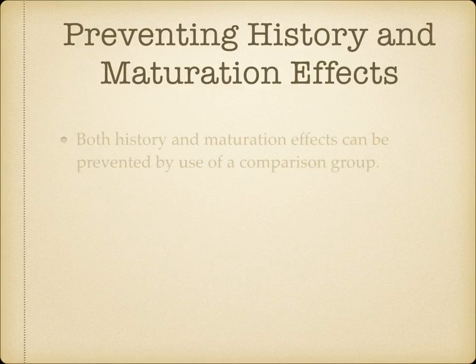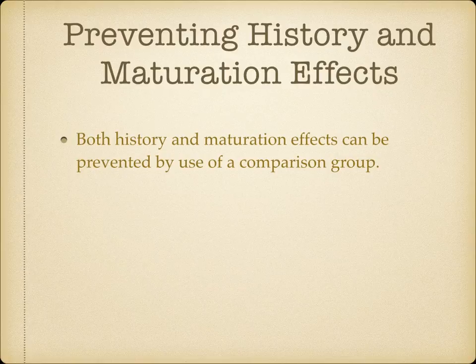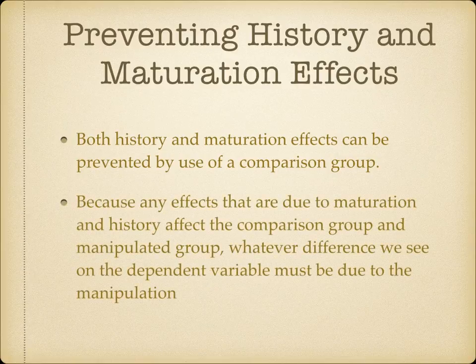How do we prevent history and maturation effects? Both of these are handled by use of a comparison group. Any effects that are due to maturation and history should affect the comparison group and the manipulated group equally.